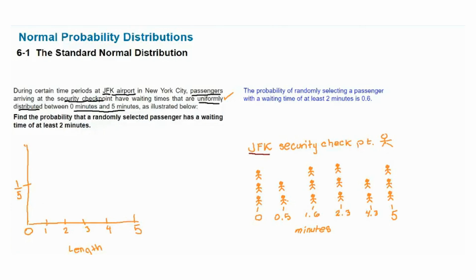Now let's look at this specific question. Find the probability that a randomly selected passenger has a waiting time of at least 2 minutes. What are we looking for? We're looking for individuals who have waited for at least 2 minutes. Or in other words, values that fall somewhere in this area. You're looking for the probability of randomly selecting some value that falls in this area here.